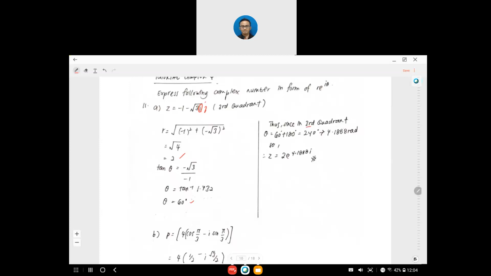Okay. Because it is placed on the third quadrant, you have to do 180 plus 60, 240. Okay. 240 is also equal to 4.188 radian. Make sure that in terms of exponential form, your theta must be in radians. You cannot give it in degrees. Okay, so your final answer is 2 exponent of 4.1888i. Okay, can?